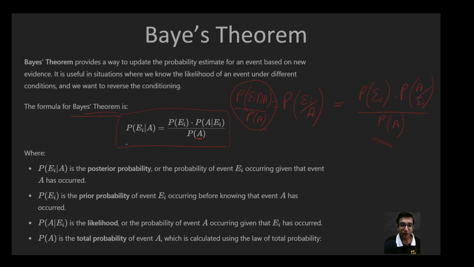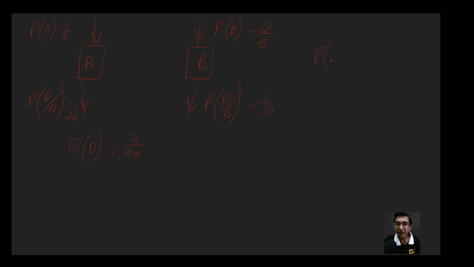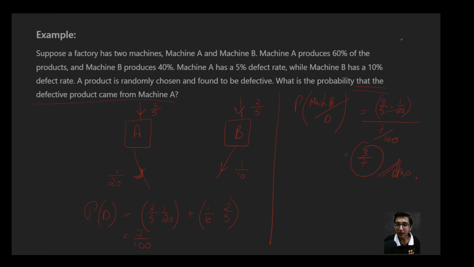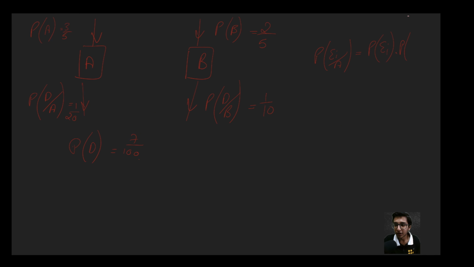Now using this formula, P of E_I given that A has occurred, is equal to probability of E_I into probability of A given that E_I has occurred, upon probability of A. So this was the formula that we studied for Bayes theorem.